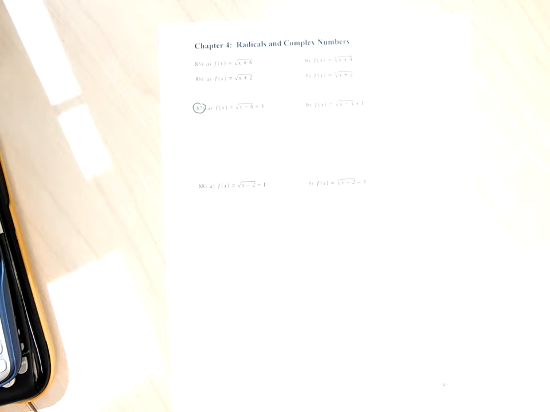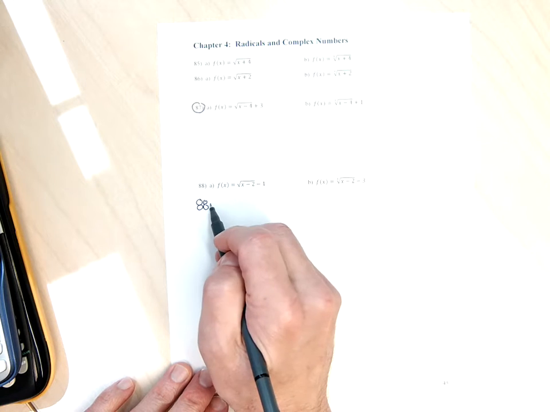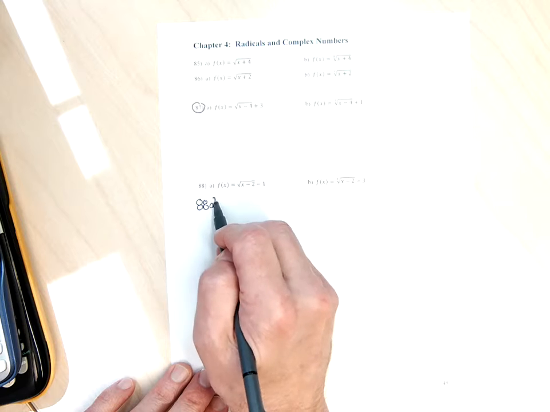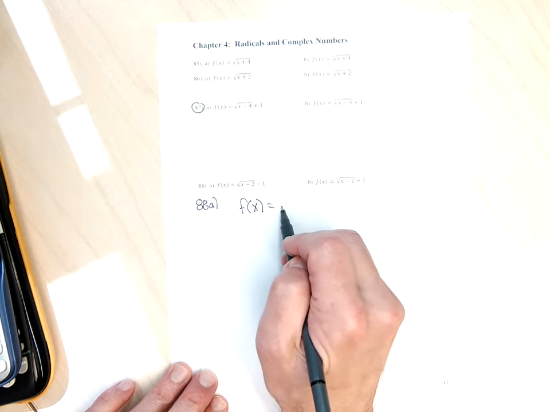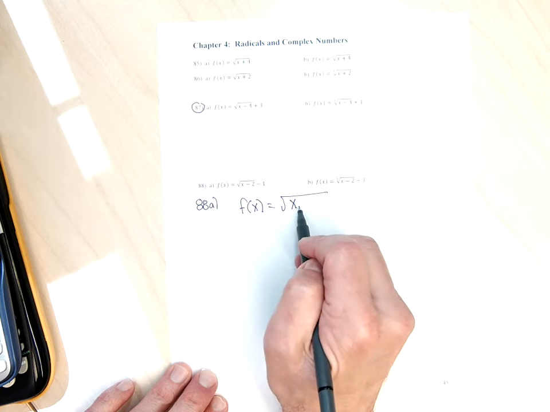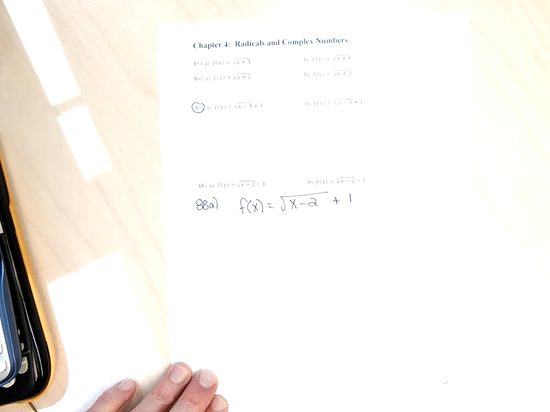So the last problem I want to do is 88A. I'm not even going to do part B, and you can do 87 maybe while I'm doing this. But 88A wants me to graph a square root, and it doesn't give me a table.